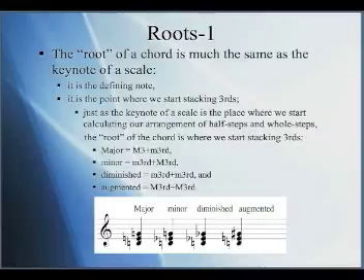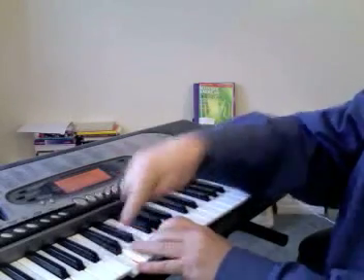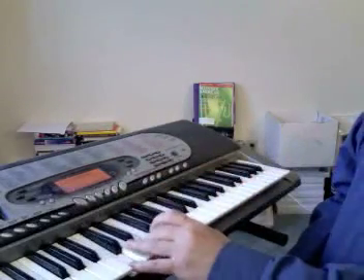A major triad is a major third plus a minor third. A minor triad is a minor third plus a major third. A diminished triad is a minor third plus a minor third, and an augmented triad is a major third plus a major third. All of these triads are made out of thirds, either minor or major. There's a stack of thirds. The bottom note is the root. In this case, it's a C.